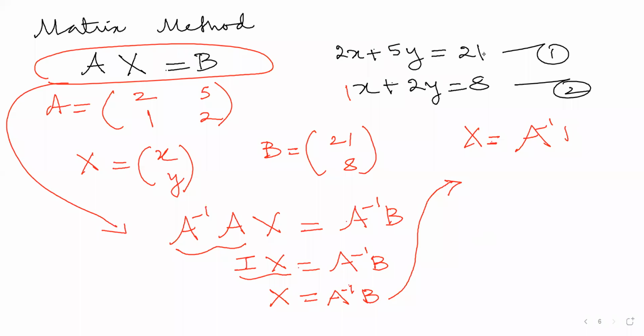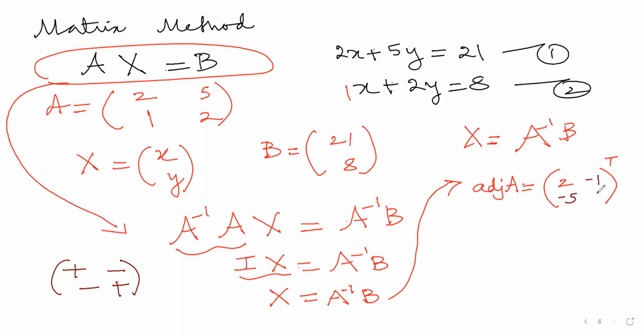A inverse is important now. So what is my A inverse? For that, I need to find out adjoint of A and determinant of A. So what is adjoint of A? I'm going to replace every element of A by the cofactors and then take the transpose. Transpose of the cofactor matrix is called my adjoint matrix. Cofactor of 2 is 2. And please remember the sign conventions, which is very important here: plus, minus, minus, plus. So for the A12 position, cofactor of 5 is minus 1. Cofactor of 1 is minus 5. Cofactor of 2 is 2 itself because of the sign convention.